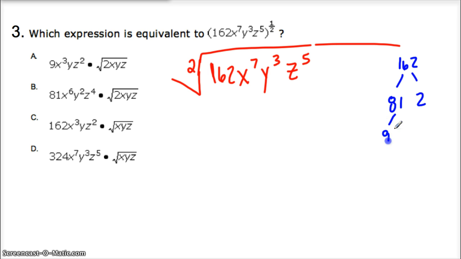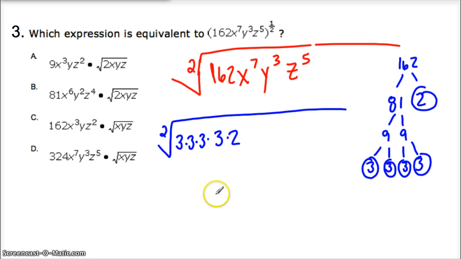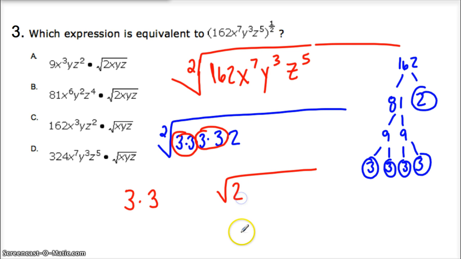81 would break down to 9 and 9. And 9 would break down to 3 and 3. And 3 and 3. So these are the numbers at the bottom. So in here I have 3, 3, 3, 3, and a 2. And because of that index of a 2, I'm looking for groups of 2. So I'm going to group that and that. So that would be a 3 pulled out and another 3 pulled out. So I would have a 2 left on the inside.